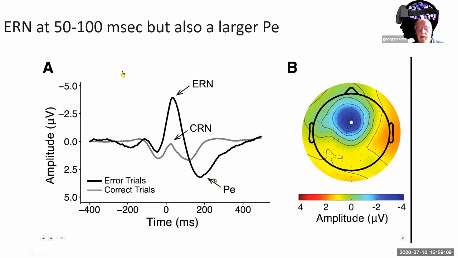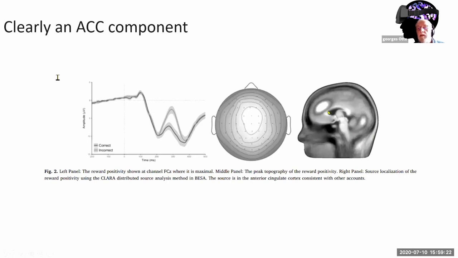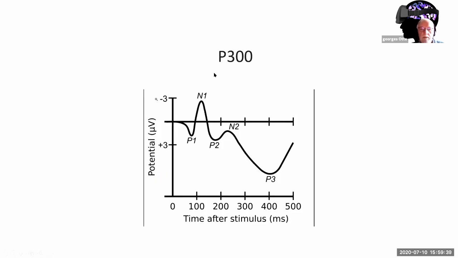You recognize it better here than there, because this also is very low. We are here in the order of 2 to 3 microvolts, and this is very, very low. And very clearly, if you do source analysis, if you look at the component, to speak in Steven Luck's language, that generates the potential, then we see it's very clearly related to the anterior cingulate cortex.